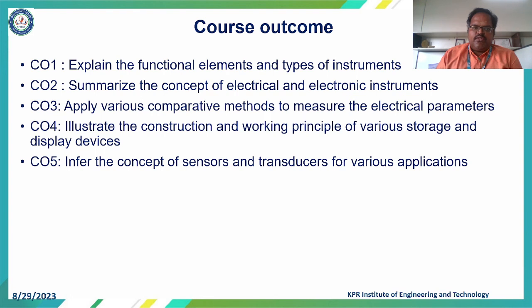Now I'm going to the course outcomes. You have 5 course outcomes in the subject. CO1 explains the functional elements and types of instruments. Today we are going to see the functional elements and types of instruments. CO2 will summarize the concepts of electrical and electronic instruments. CO3 applies various comparative methods to measure electrical parameters. CO4 will illustrate the construction and working principles of various storage and display devices. CO5 will infer the concepts of sensors and transducers for various applications. These are the 5 course outcomes for the measurement and instrumentation subject.